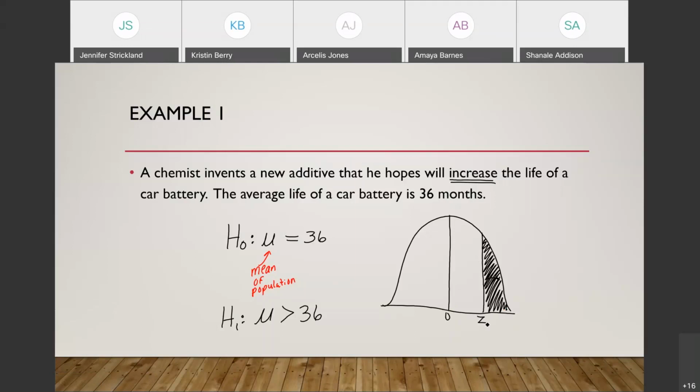All right. Also note the correlation between the H1 statement and how you shade it. Okay, the H1 has what symbol in it? What is this symbol right here? Greater than. You shade it on the right. It's not really a coincidence, okay? So you can use that as well to help you decide where to shade. Okay, so let's go to example 2.